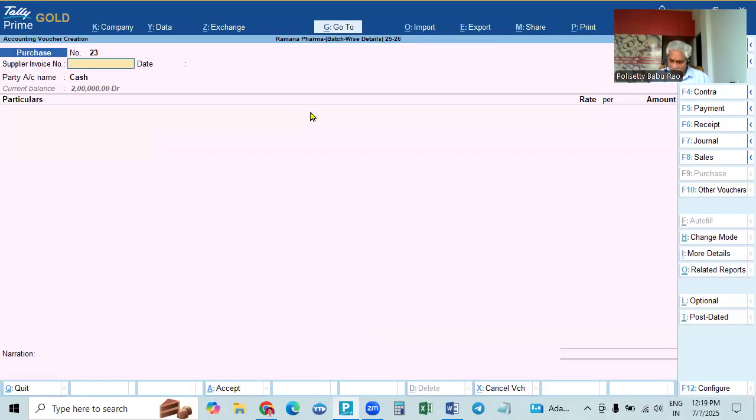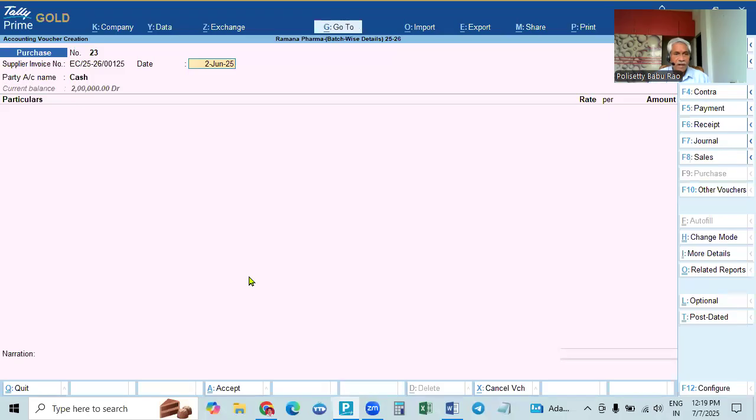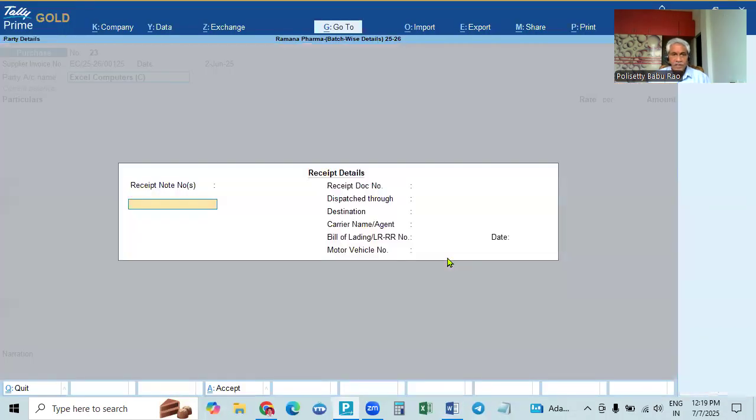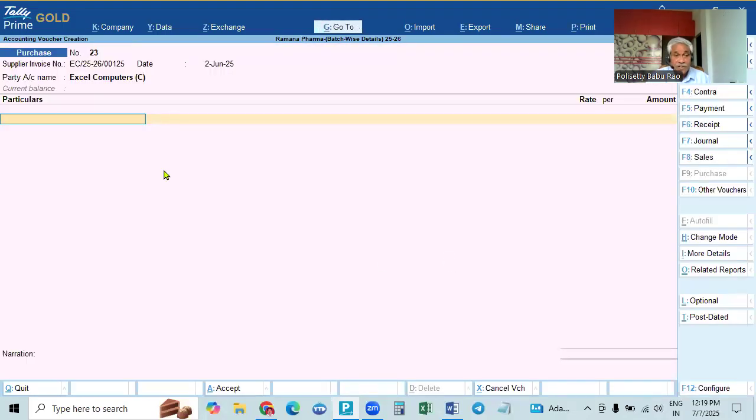So go to accounting invoice. The bill number is given. See here, this is the bill number. So give the bill number. 2nd June. Who is the party? Purchase from Excel Computers. So the local number is given. And what did you purchase here?